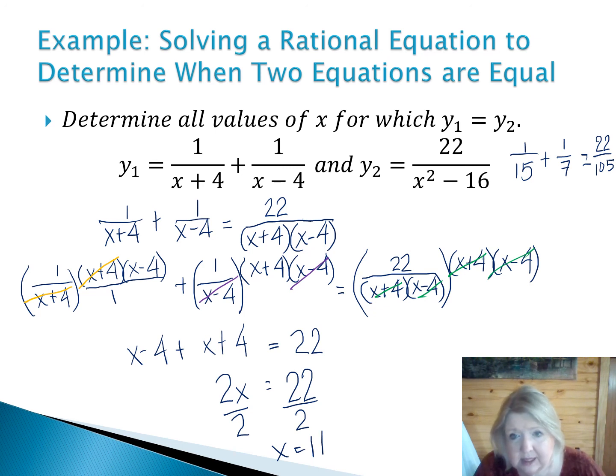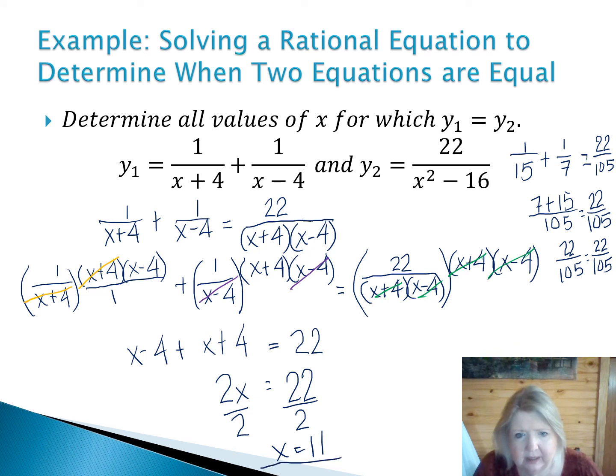7 times 1 is 7. Multiplying up the other way, 15 times 1 is 15. And then multiplying my denominators, 15 times 7 is 105. And 7 and 15 is 22. And I do end up with 22 over 105 equals 22 over 105. Nobody promised you that it would be easy or even really neat. But I promise you, when this checks, this is correct.